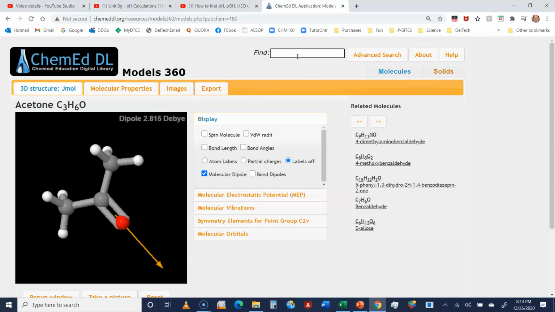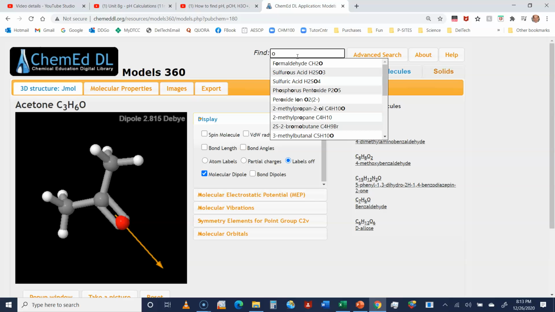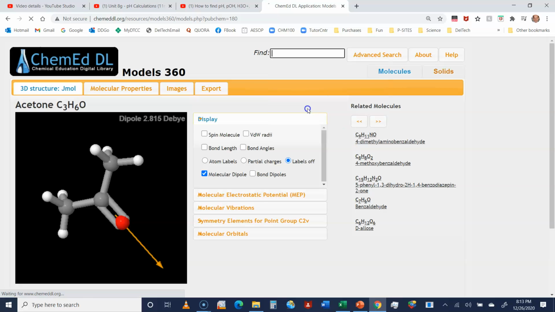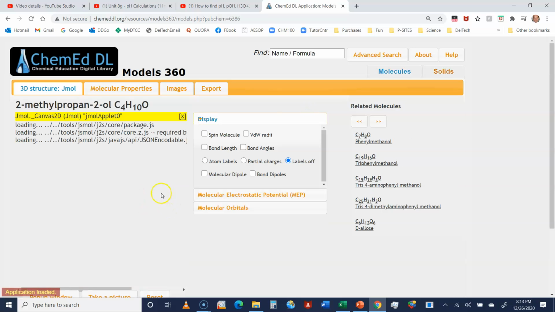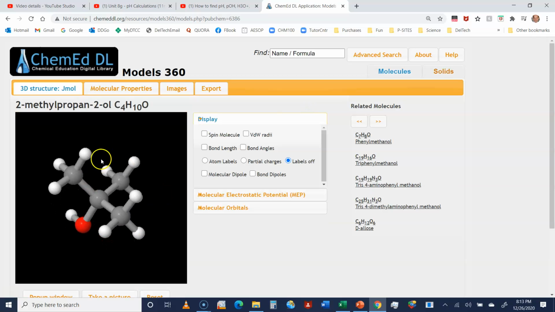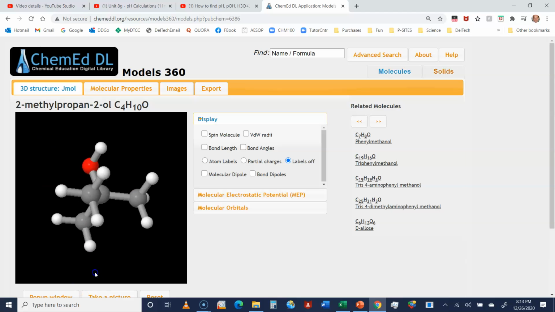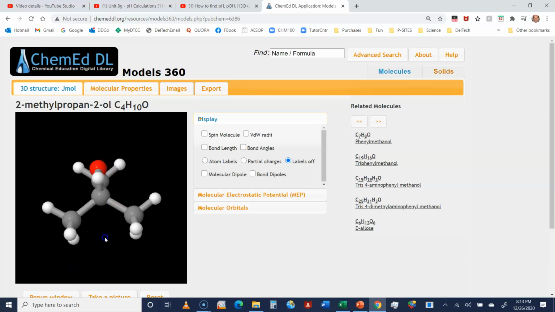And if you don't know the names of compounds, literally type in any letter of the alphabet. Here's O. And you'll see I'll get a number of different molecules coming up. Some of them don't have carbons, so you're not going to use those. But a lot of them do have carbons. And so select one. Here's one, 2-methyl-propan-2-ol. So even if you don't know the names of the molecules, I can just grab this and rotate it the way I want, here's a molecule.